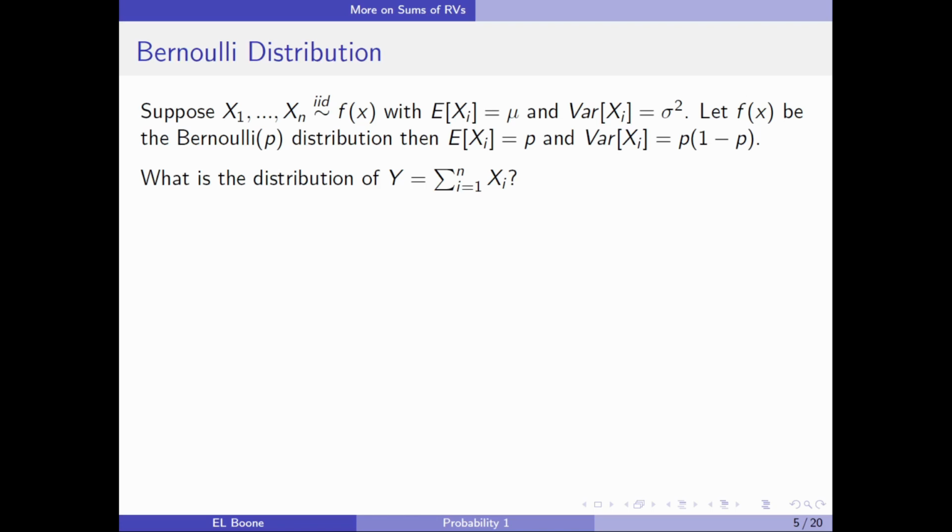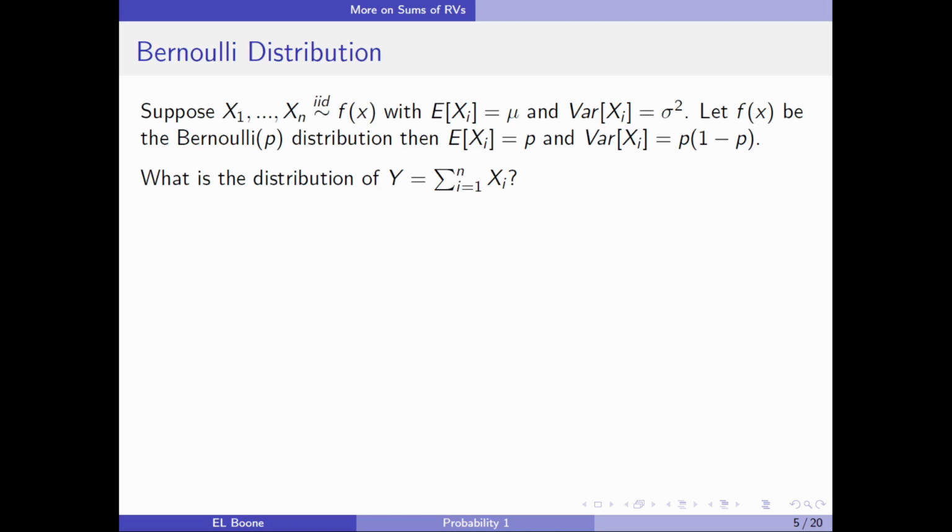So here's a simple one. Suppose x1 through xn are IID f of x, and they have a mean and a variance. Let f of x be, in this case, Bernoulli with the parameter p distribution. So our expected value of each one of these is the probability of success, and the variance is p times 1 minus p. What is the distribution if I wanted to just add up some Bernoulli random variables? I don't really care about dividing by n. I just want to add them up.